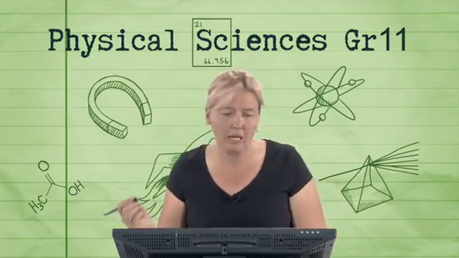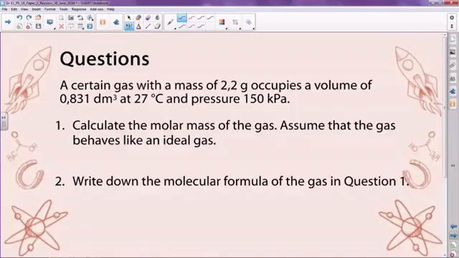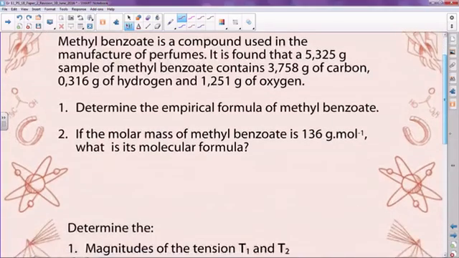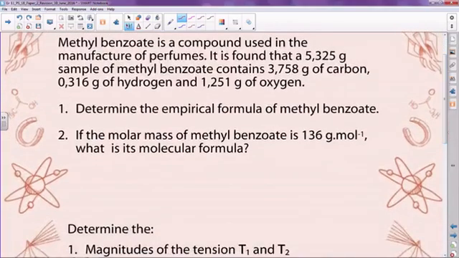Okay, next thinking question. There's another question, I want to go on to moles. Methyl benzoate is a compound used in the manufacture of perfumes.